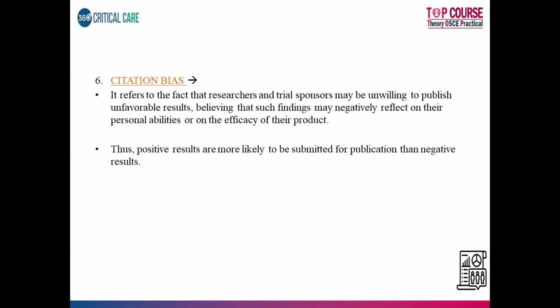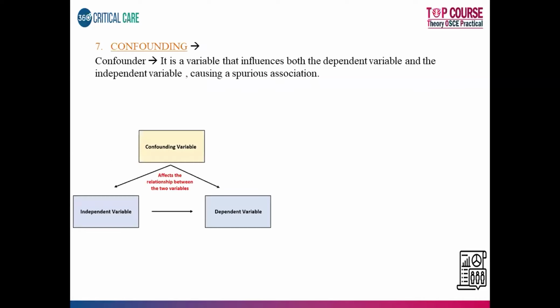So this refers to the fact that researchers and trial sponsors may be unwilling to publish the unfavorable results, believing that such findings may negatively reflect on their personal abilities or on the efficacy of their product, especially the big pharma companies. So when the results are negative, they usually don't like to publish these results. Okay, so thus positive results are more likely to be submitted for publication than the negative results. Such bias is known as citation bias.